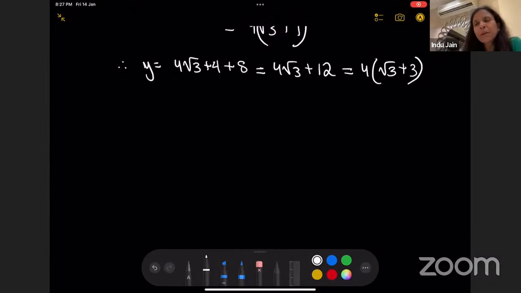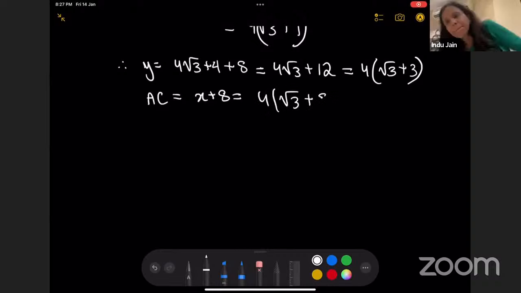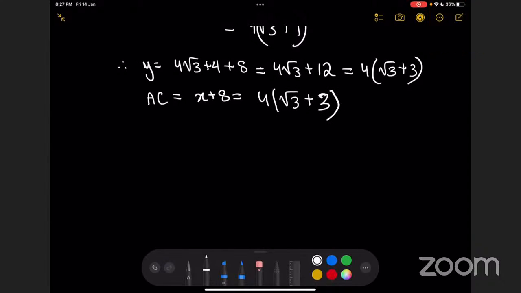Okay. Yeah. Then AC will equal also x plus 8 again. So that's just the same value. I can write that again now. Right? So will this be right? ठीक है? Yeah. Okay.